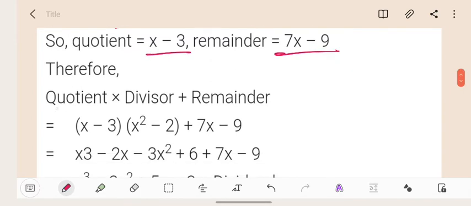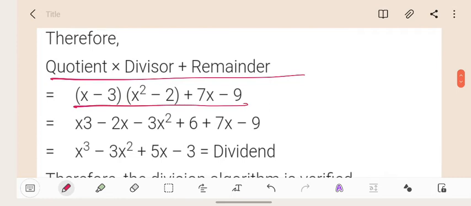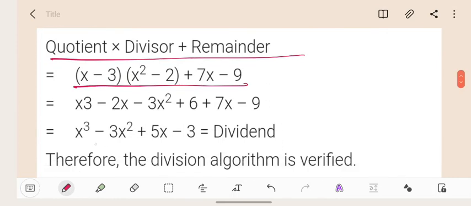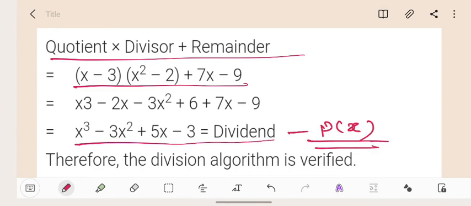Therefore, by the division algorithm, dividend equals quotient into divisor plus the remainder. So after multiplying this and adding the remainder, we get the solution as the dividend, which was p of x. So hence we have verified the division algorithm. Using the division algorithm, we have verified.